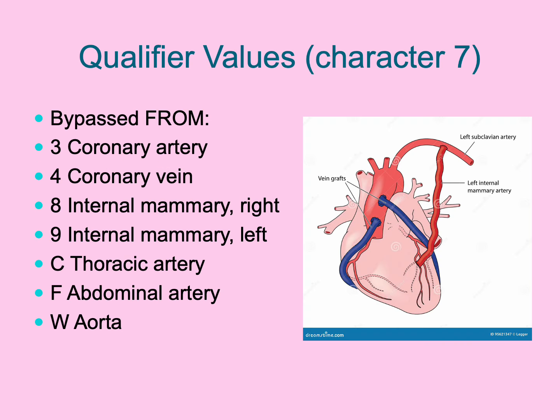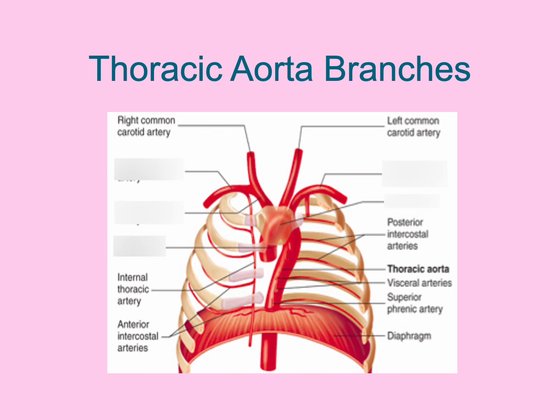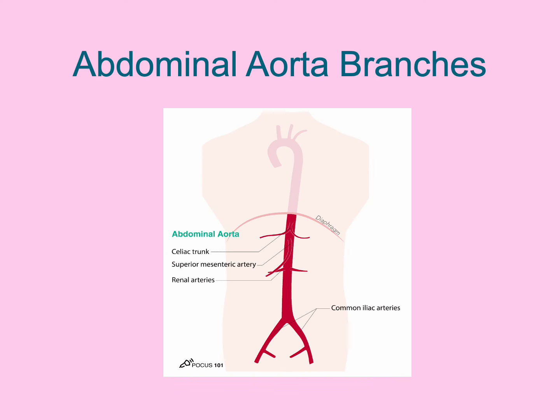So here are the qualifier values. Remember, these are bypassed from. This is where it starts. You have 3 coronary artery, 4 coronary vein, 8 internal mammary right, 9 internal mammary left, thoracic artery, abdominal artery, and aorta. The thoracic arteries come off the thoracic aorta, and here is a list of those that come off that. The abdominal arteries come off the abdominal aorta, and that's value F.